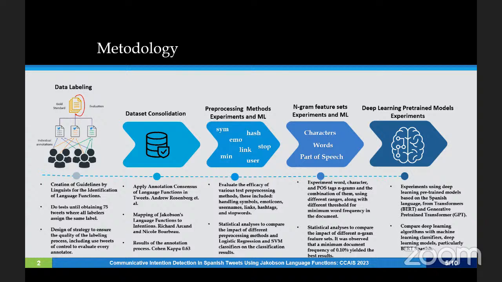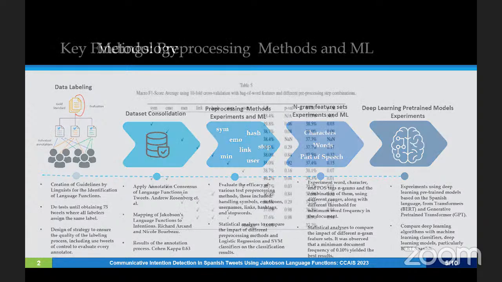Finally, in deep learning pre-trained models experiments, we ran experiments using deep learning pre-trained models based on the Spanish language from transformers, BERT, and generative pre-trained transformer, named GPT. Finally, we compared deep learning algorithms with machine learning classifiers. Deep learning models, particularly BERT Spanish. To share with you some of the most important findings of the research, we have the following.